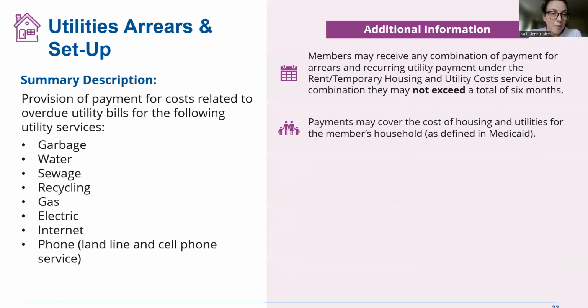Utility arrears and setup. We've heard feedback that folks can get into quite a few months in arrears. This service description allows us to pay utility arrears for up to 6 months and for the setup of utilities. I'll also note in the previous service description for rental assistance, we also allow for rent arrears, but the total amount would be 6 months. So if someone is 3 months in arrears and 3 months moving forward, that would be eligible under this benefit because the total is 6 months. Next slide.